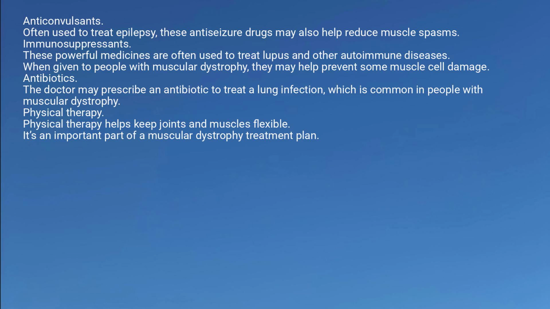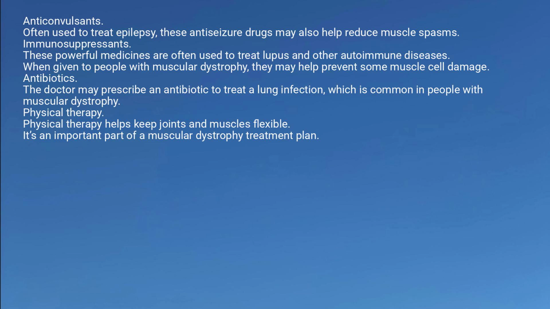Anticonvulsants. Often used to treat epilepsy, these anti-seizure drugs may also help reduce muscle spasms. Immunosuppressants. These powerful medicines are often used to treat lupus and other autoimmune diseases. When given to people with muscular dystrophy, they may help prevent some muscle cell damage. Antibiotics. The doctor may prescribe an antibiotic to treat a lung infection, which is common in people with muscular dystrophy.